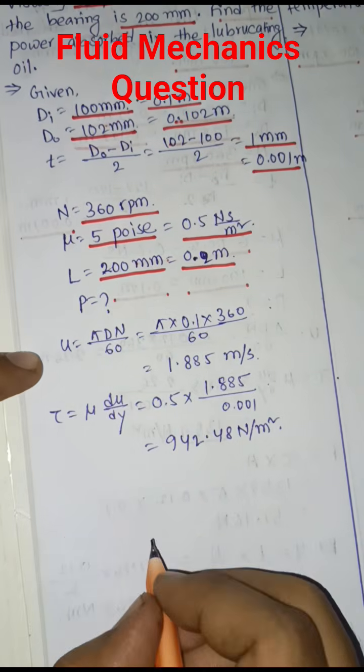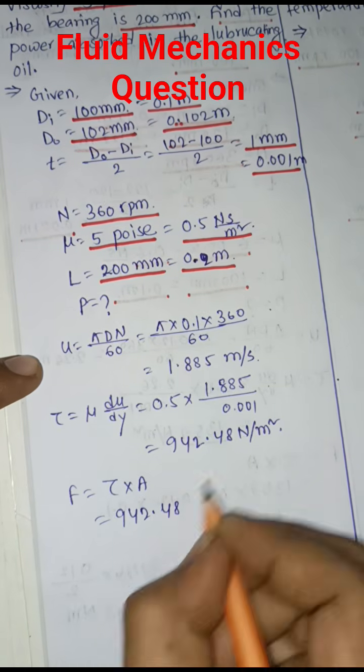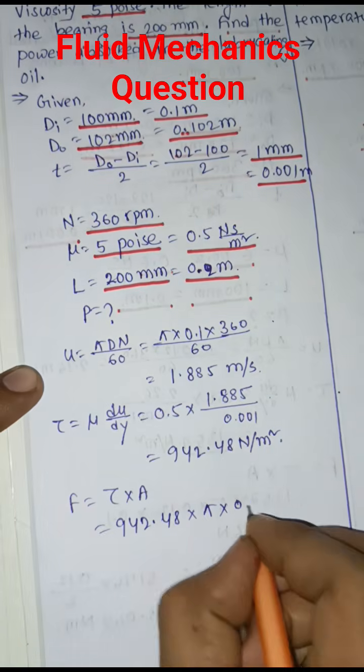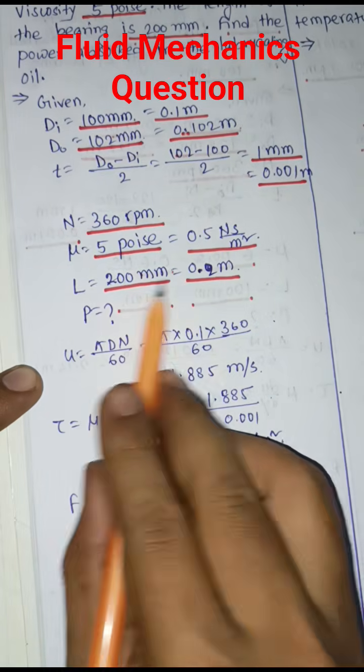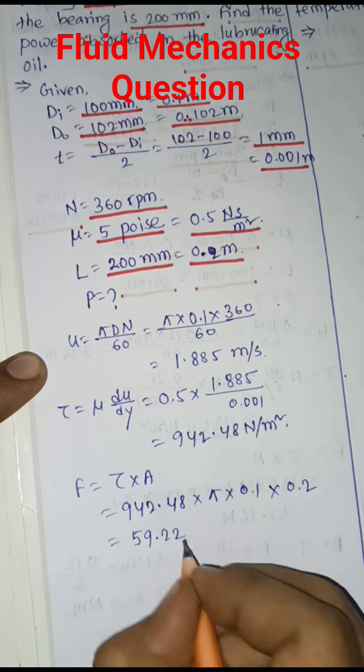Now, if you want to calculate the force, that is shear stress into area. What is the value of shear stress? That is 942.48, into pi into D into L. D is the inner diameter, that is 0.1, into L, and L is 200 mm, that is equal to 0.2. From here you get the value of force, that is 59.22 Newton.